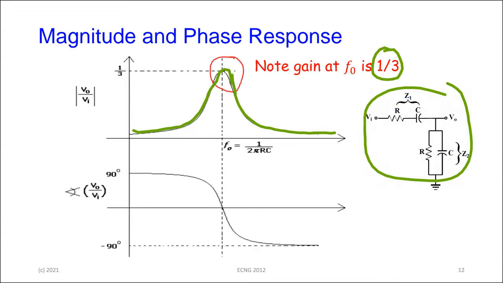So it's going to start at plus 90, and then right as you reach F0, the phase angle is 0 degrees, and then it goes back to minus 90.